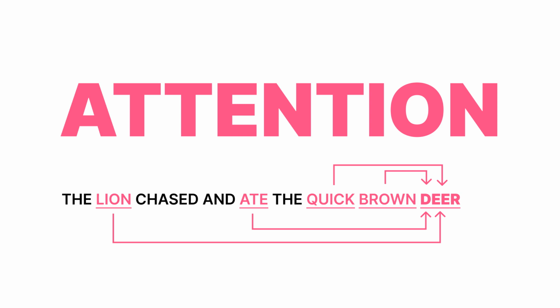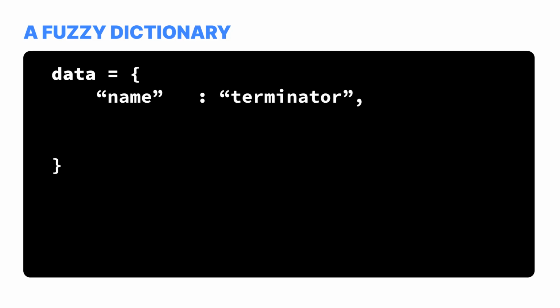Attention is used for emphasizing relationships between words, but its working is similar to a dictionary, but not any dictionary, a fuzzy dictionary. Let me explain. Let's say I have a regular Python dictionary with entries: name, Terminator, and let's have the weight 1000 and the model as T800.